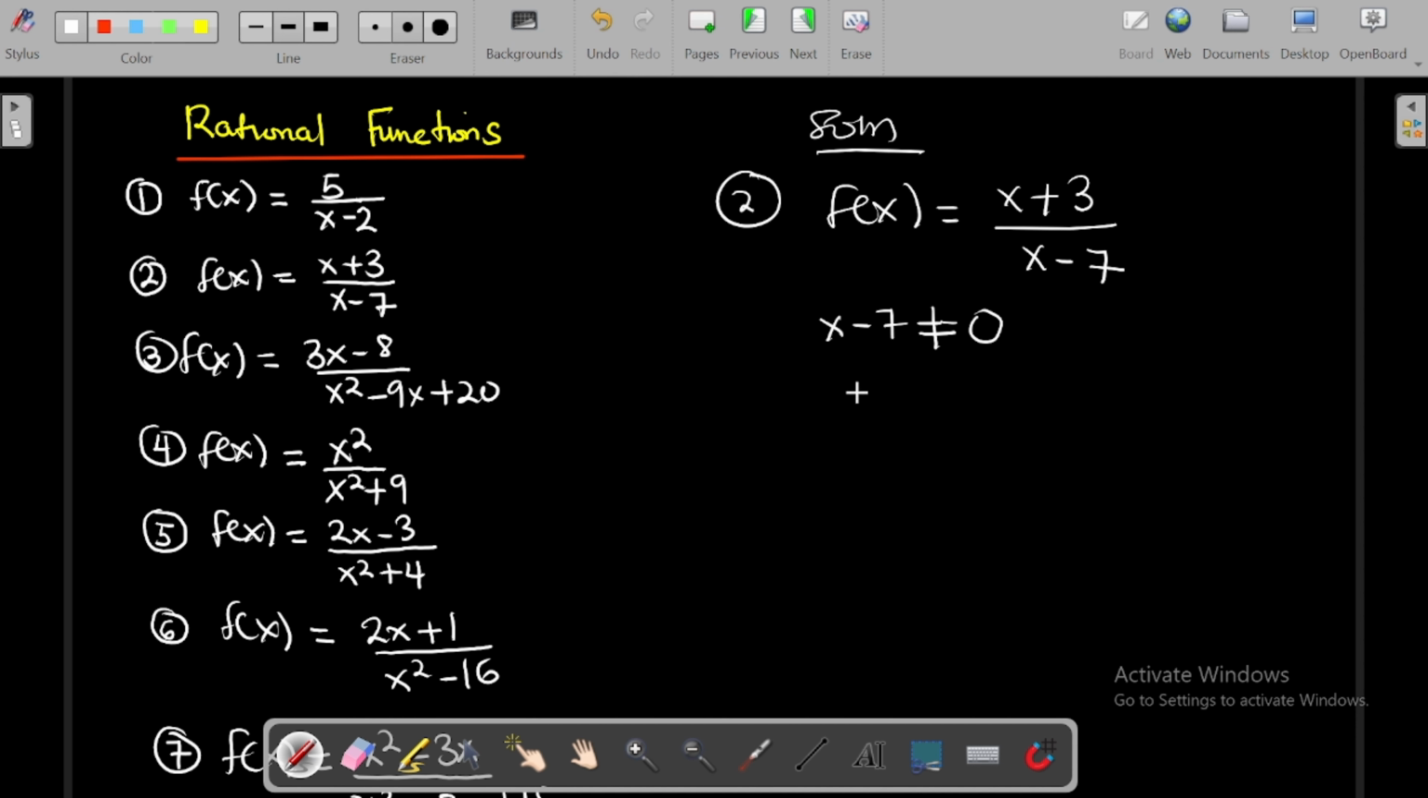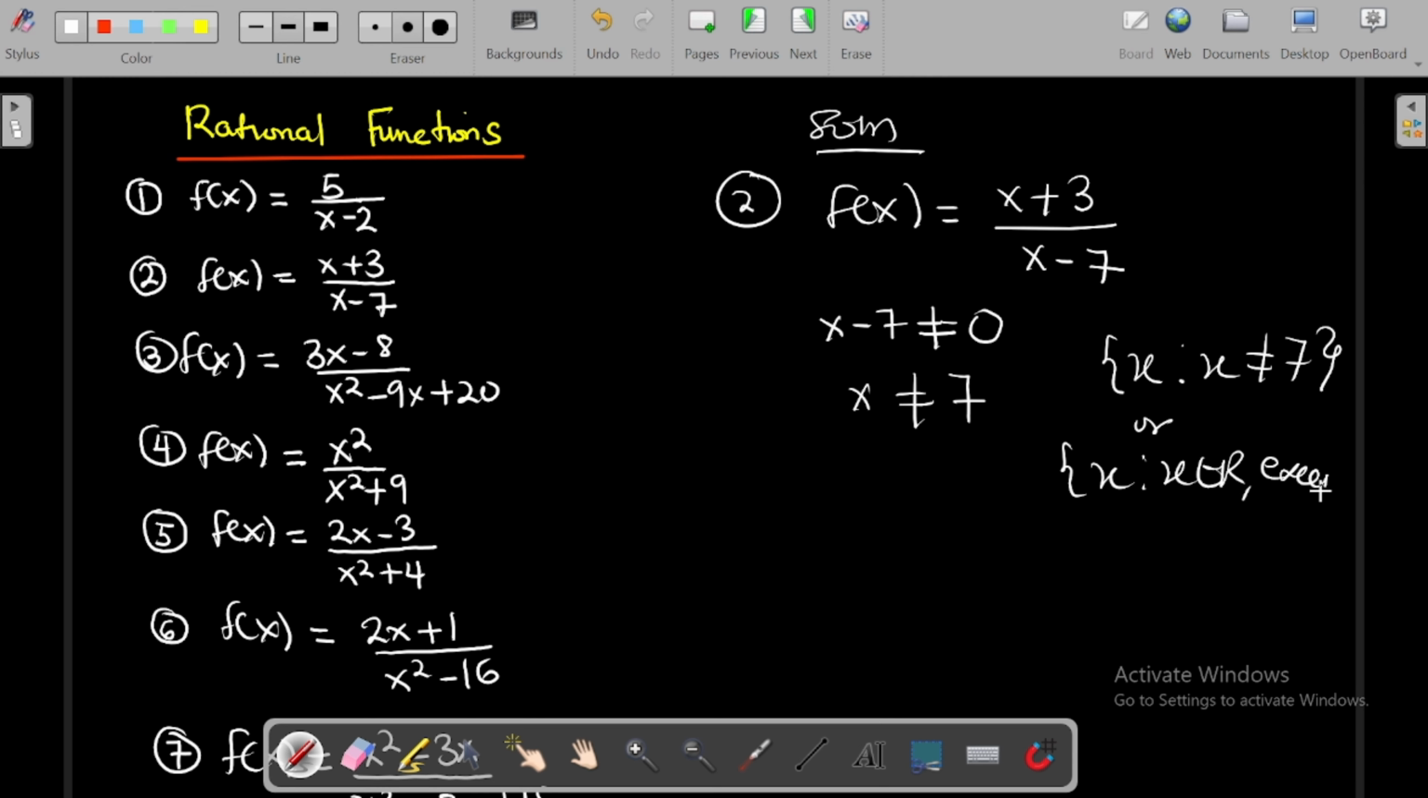So for the function not to be undefined, we say that x minus 7 should not be equal to 0. Then we find x, and we say that x is not equal to 7. From here we can say that our domain is x such that x is not equal to 7, or, as some books will write, x is a member of all real numbers except x is equal to 7.